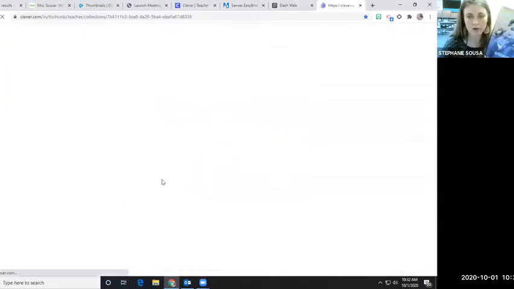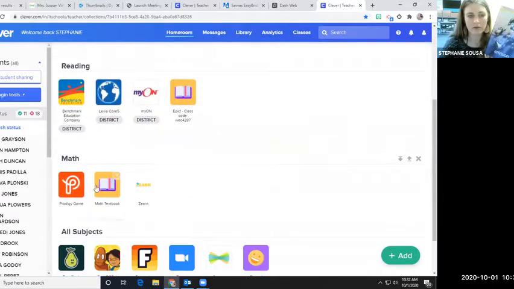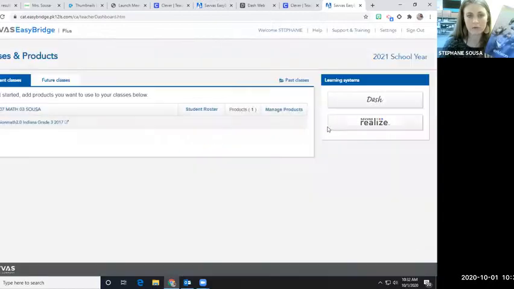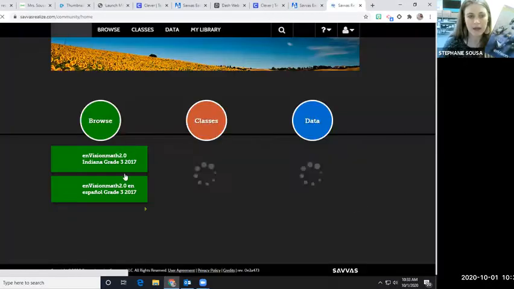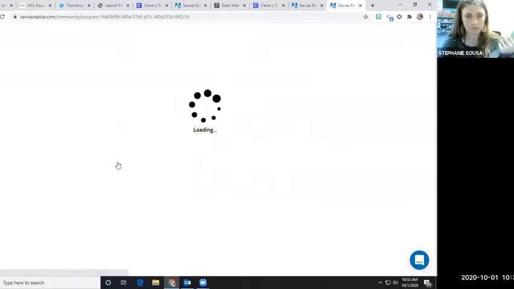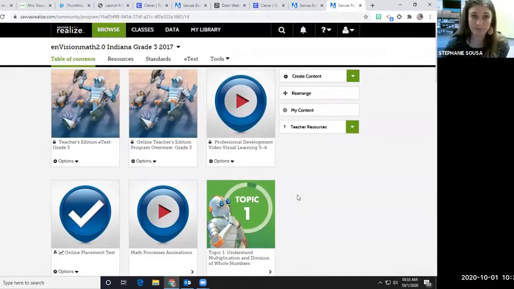You will go to your Clever. You will go to Math, where it says Math Textbook. You will click. It will open up with a button that says Savvas Realize. You will click on it. And then right here, you will have the book. It's in green. And you'll click on that book. And then I will tell you the page number that you're going to go to.